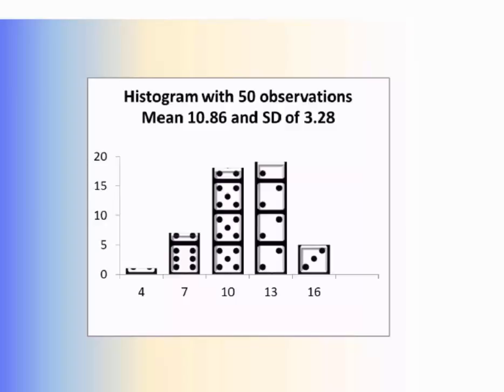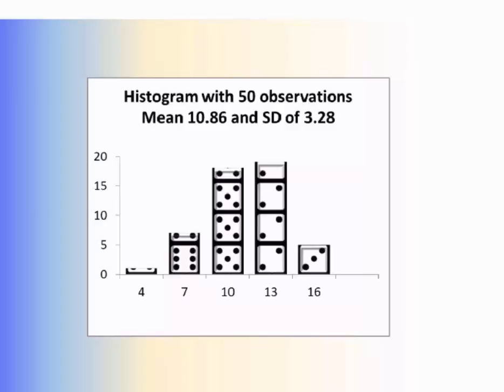Now, I just filled the graph lines with random dice. These dice don't really represent the exact numbers that I tossed, but I'm just trying to show you that we had a histogram with 50 observations, with a mean of 10.86 and a standard deviation of 3.28.